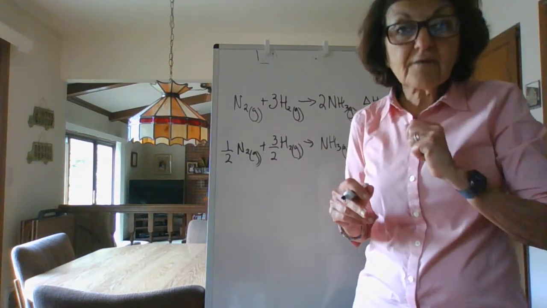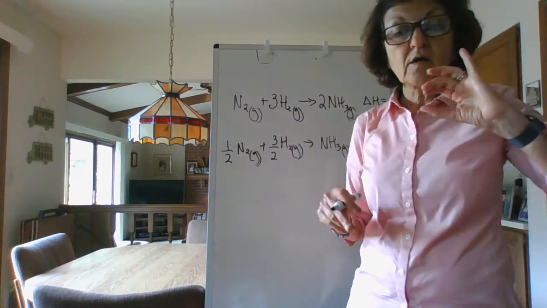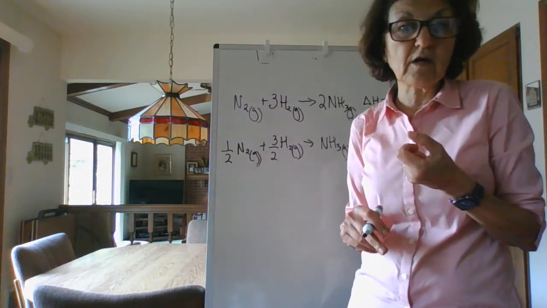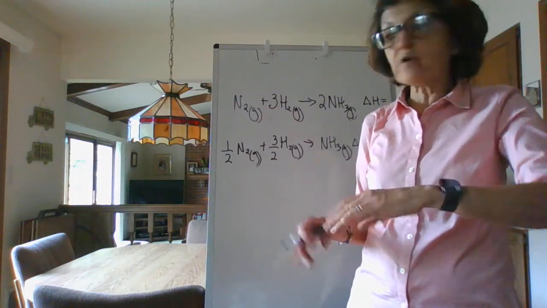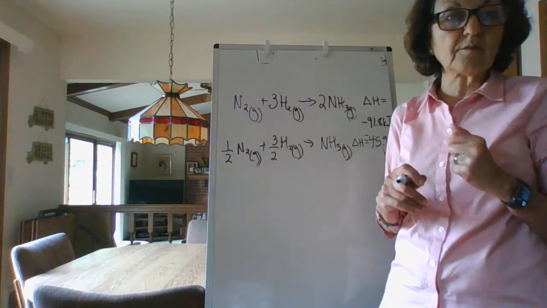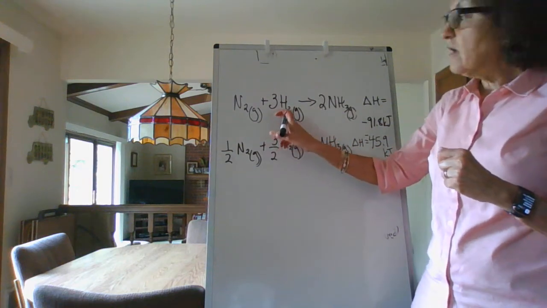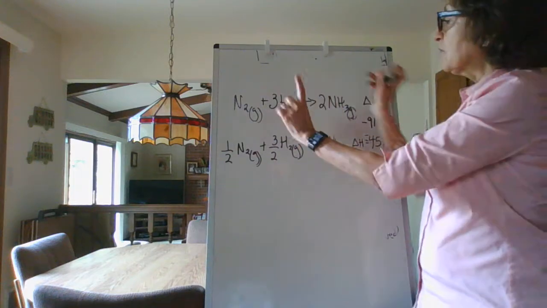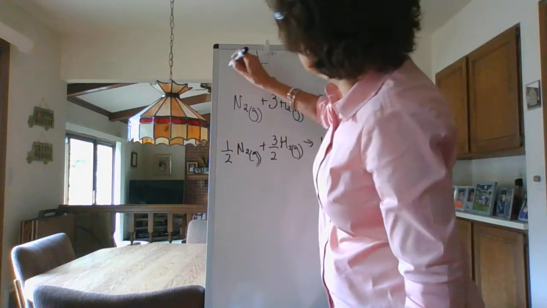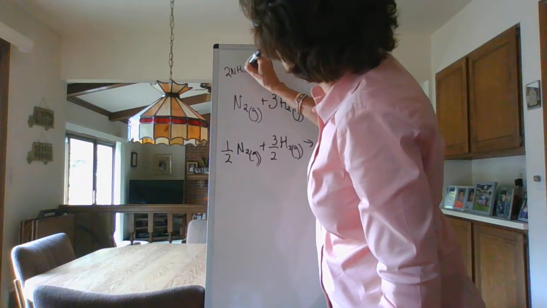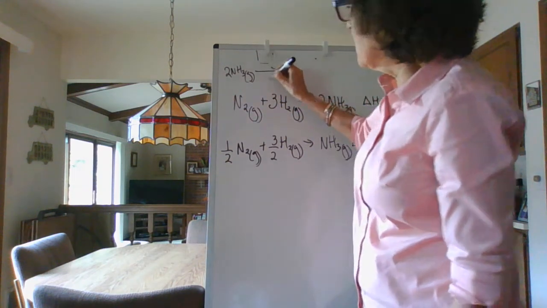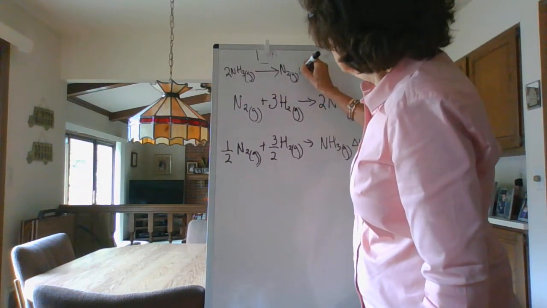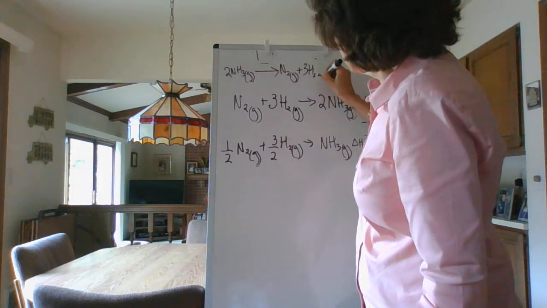Okay, what if you want to flip the reaction? Meaning you want the decomposition of ammonia, not the synthesis of ammonia. You don't want a combination reaction, you want a decomposition reaction. So I'm going to go back to this one. And I want this to be turned into a decomposition. So I'm going to flip the whole thing. So I'm going to put the 2NH3 over here. And then my products are going to be nitrogen gas plus 3 hydrogen gas.